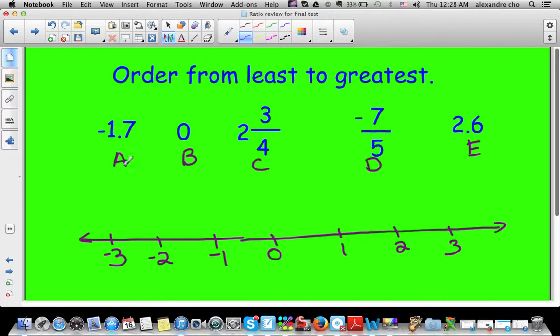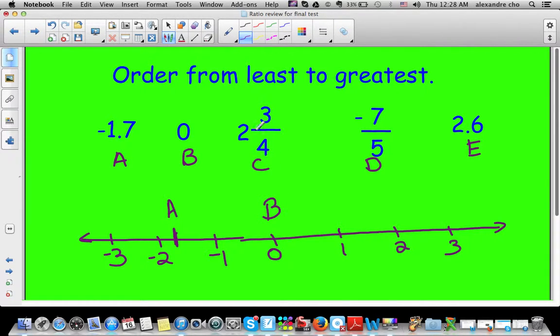Okay. So let's start with negative 1.7. Where would I put negative 1.7? So here's 0, here's negative 1. So the number is growing as I go to the left. Negative 1, negative 1.1, negative 1.2, and eventually I hit negative 1.7, which is about here. So I'm going to write a letter A here. B was 0, easy enough. It's right here.